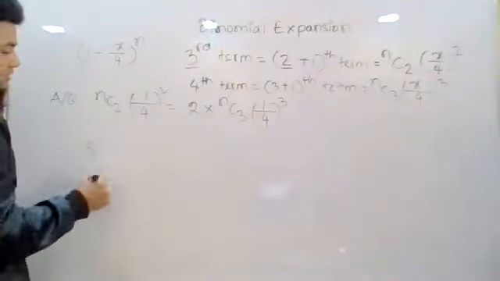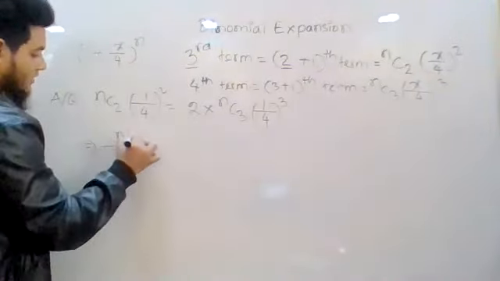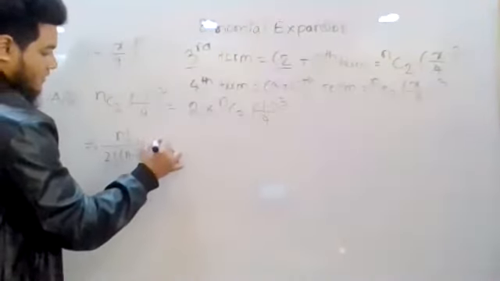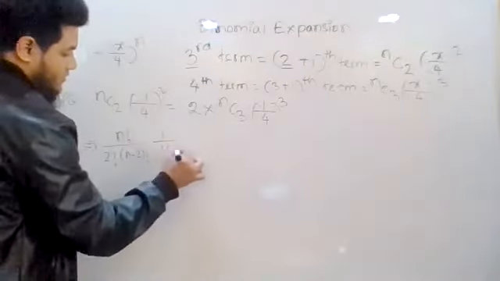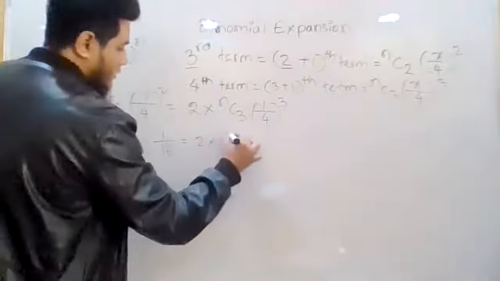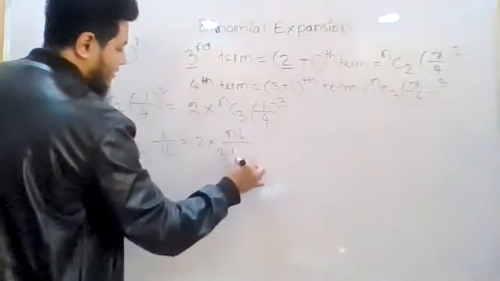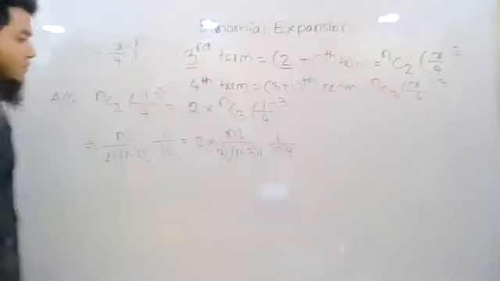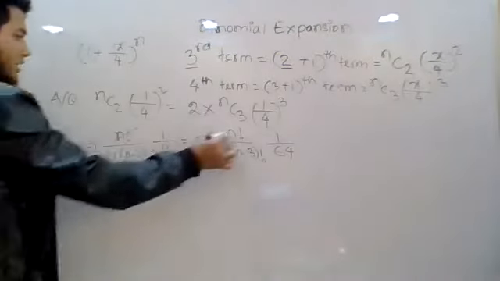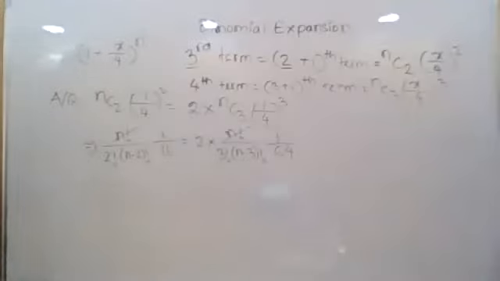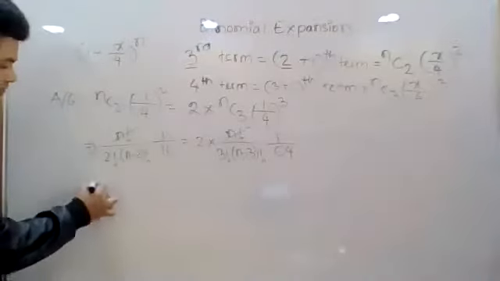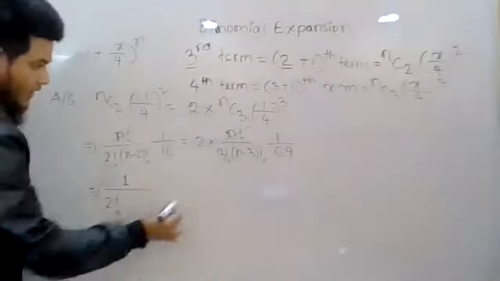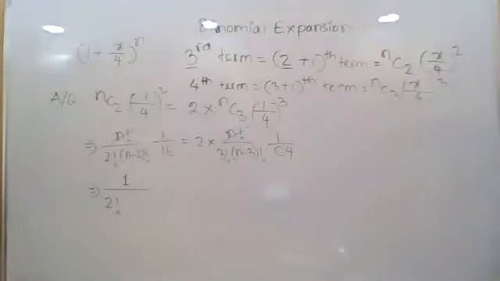Now n C 2 can be written as n factorial divided by 2 factorial into n minus 2 factorial. So then it will become 1 by 16. Then 2 into n factorial divided by 3 factorial into n minus 3 factorial. Then it will be 1 by 64, since 4 cube is 64. From both sides we can cross out this n factorial. You have to put a side note that we are dividing both sides by n factorial. Now, 2 factorial and 3 factorial, we have to decide which one to break up.